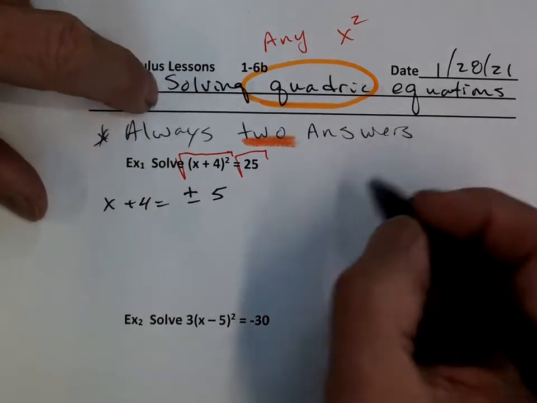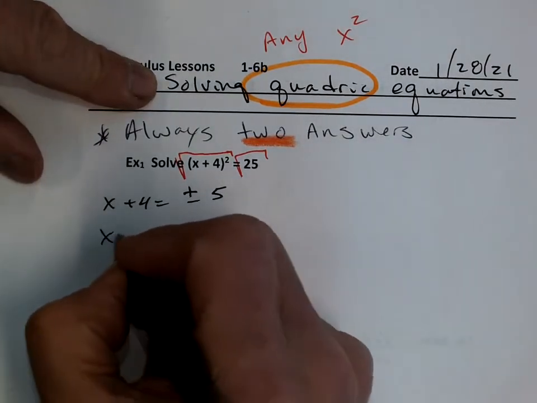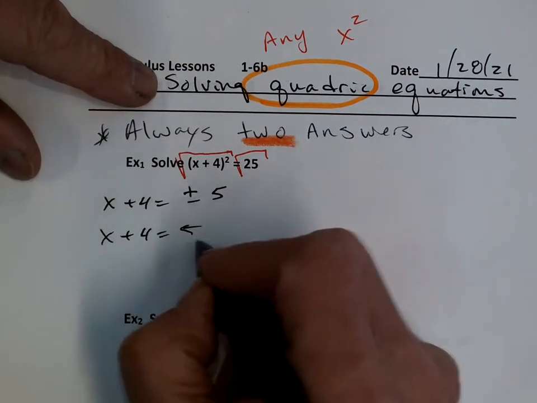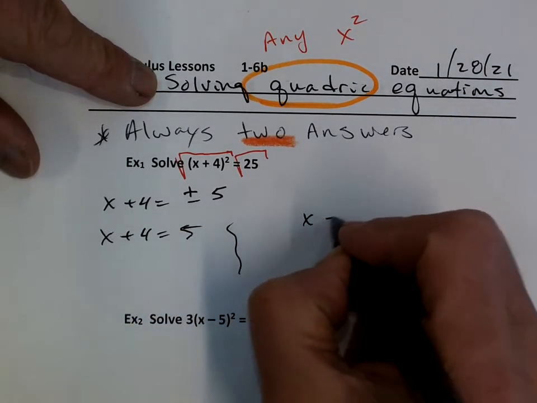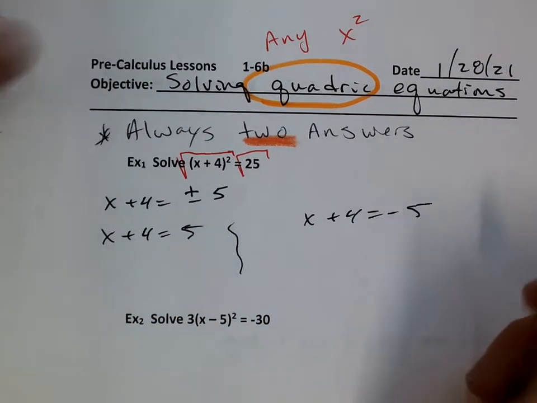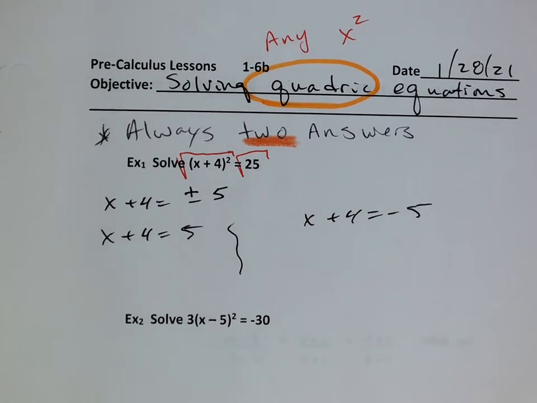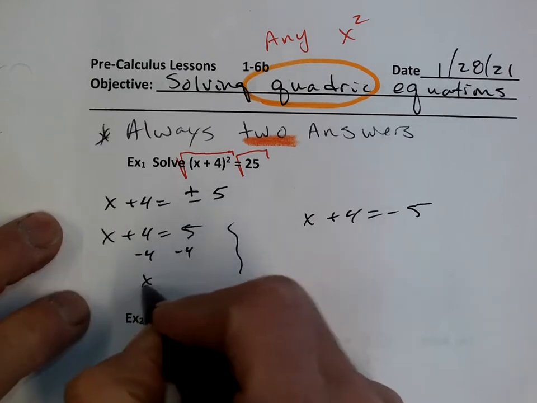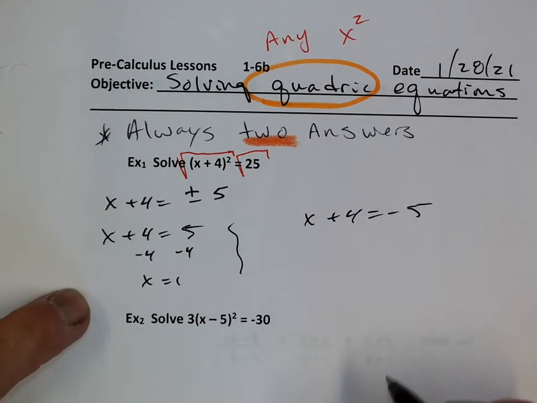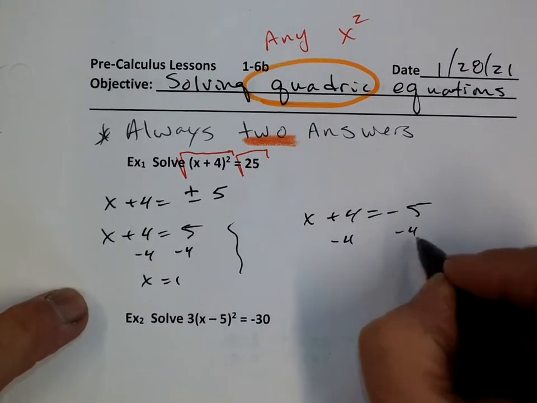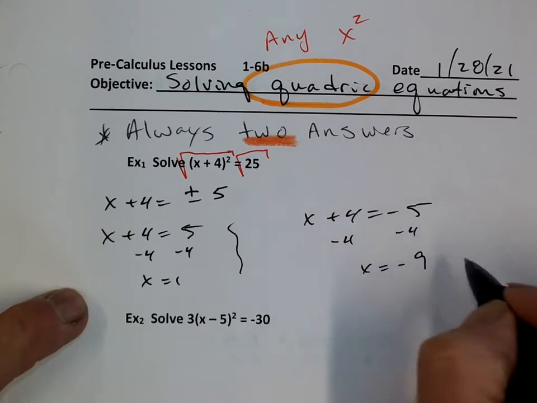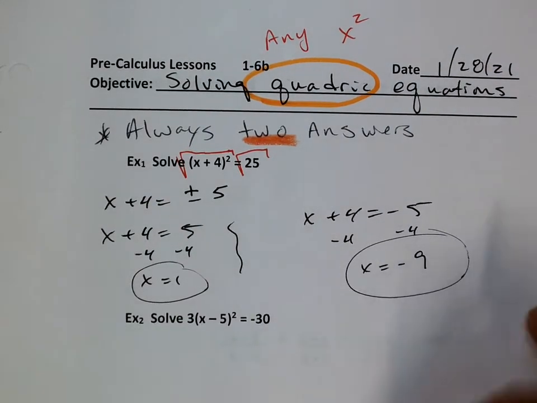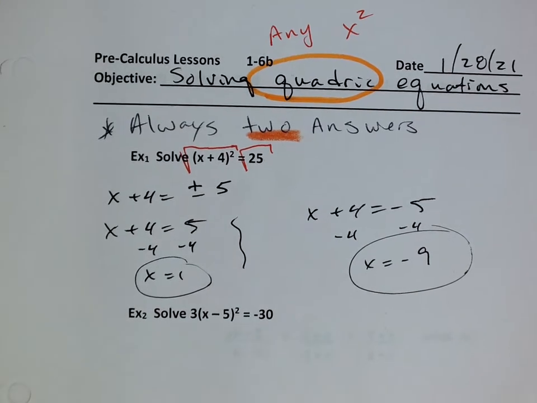So then I'm just going to go ahead and make two equations. x plus 4 equals 5, and x plus 4 equals negative 5. And then just solve. Minus 4, x equals 1. Minus 4, x equals negative 9. How's that? Wasn't too bad, was it? Okay, all right. Slide it up.